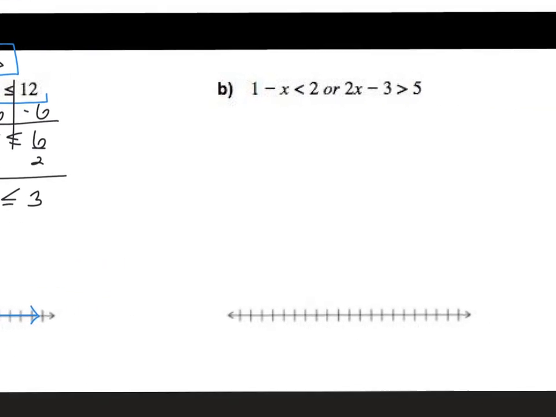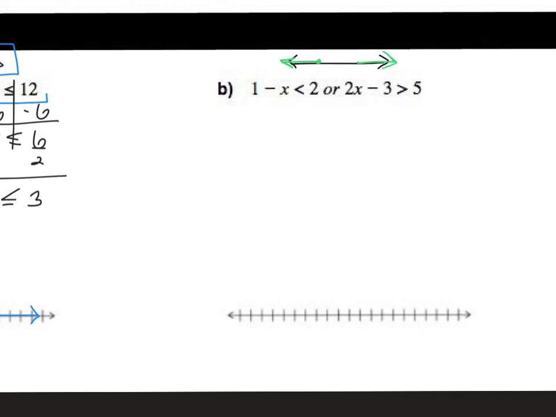Will you pause the video and try this challenge question first, and then play it when you're ready to see a response? Okay, welcome back. So this is an or situation. So again, as we think about what we would expect in our answer, we're going to think about arrows pointing away from each other.